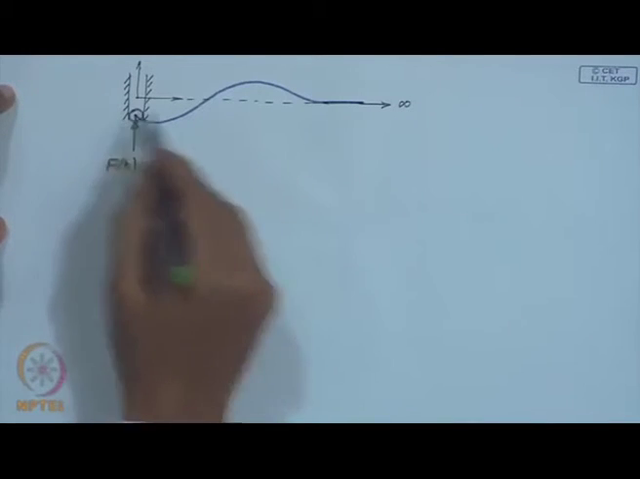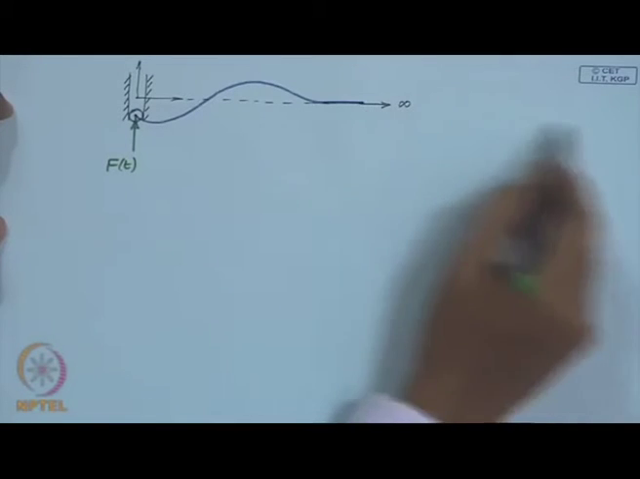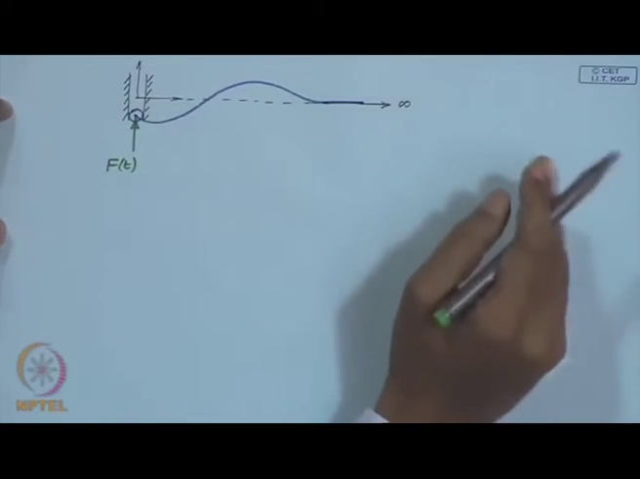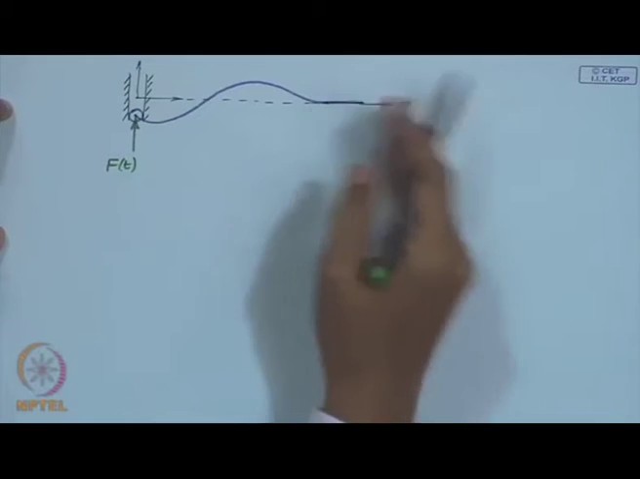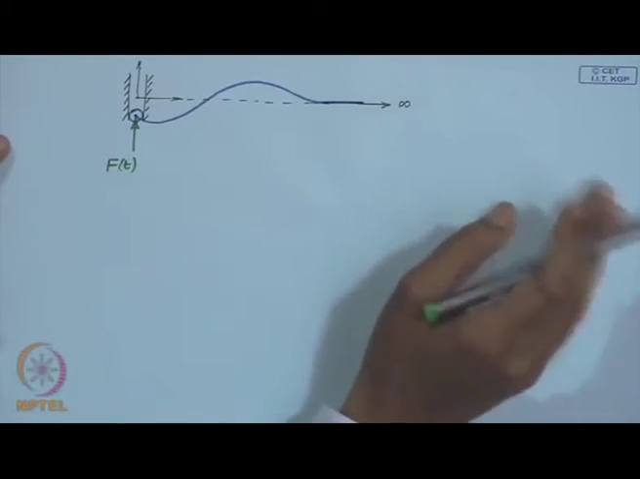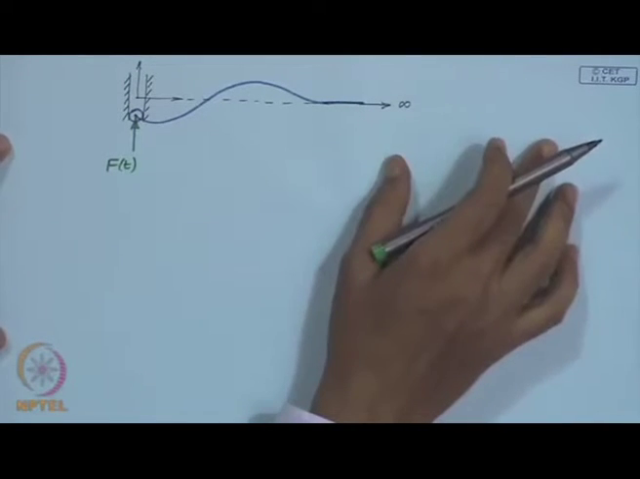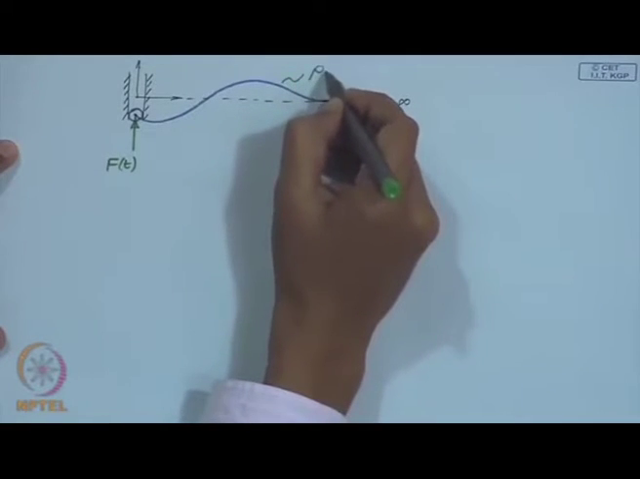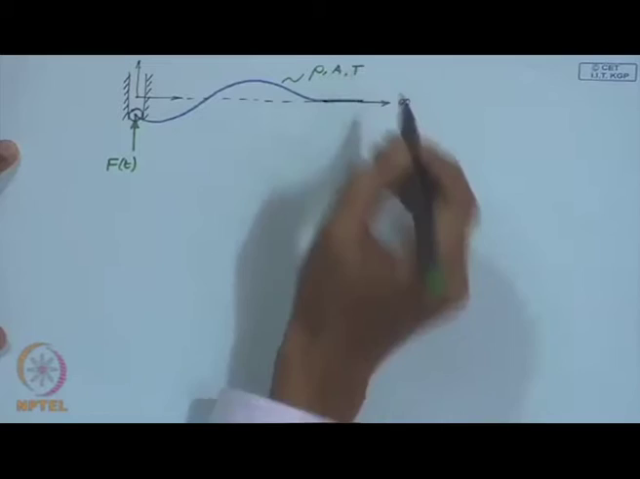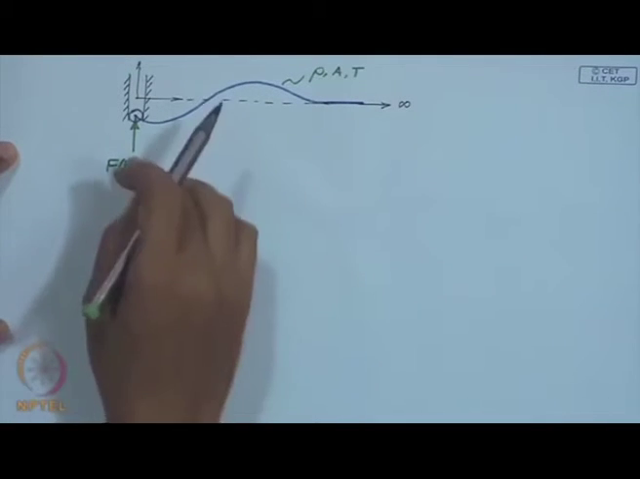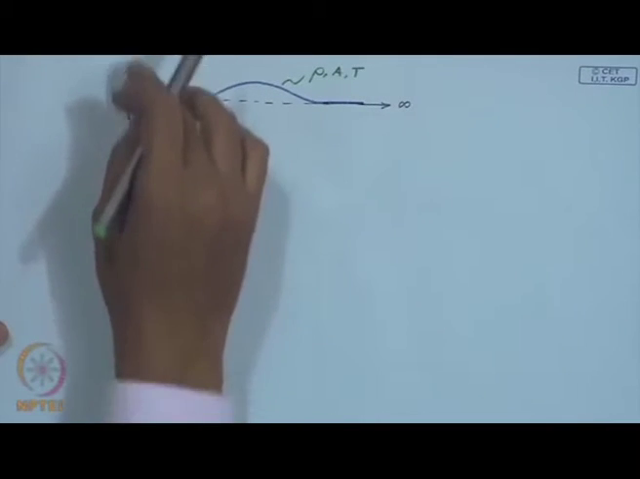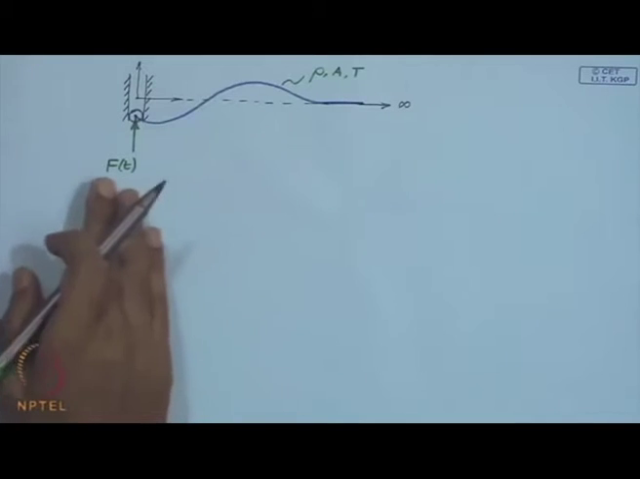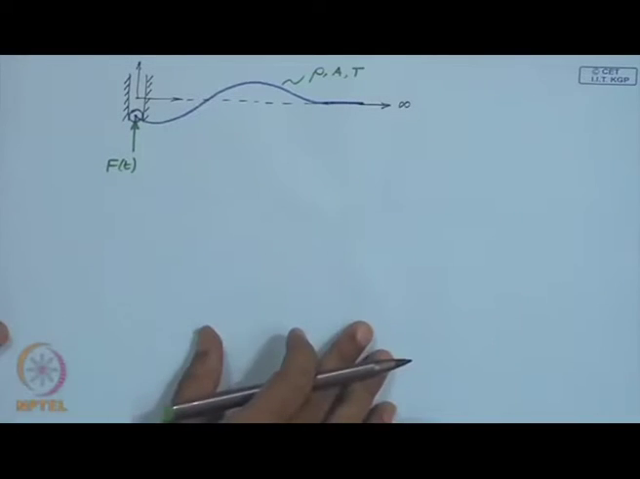So, suppose you have a semi infinite string. So, the other boundary is far off, which we idealize as infinity. So, the other boundary where it is fixed is at infinity. There is tension in the string, and this end, which is a frictionless sliding end, is being forced with a harmonic force, let us say.